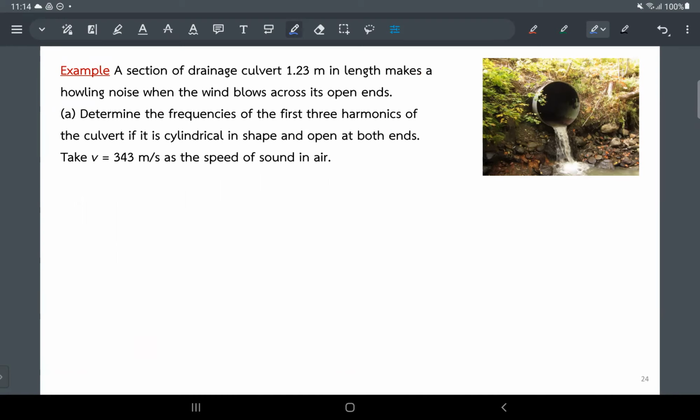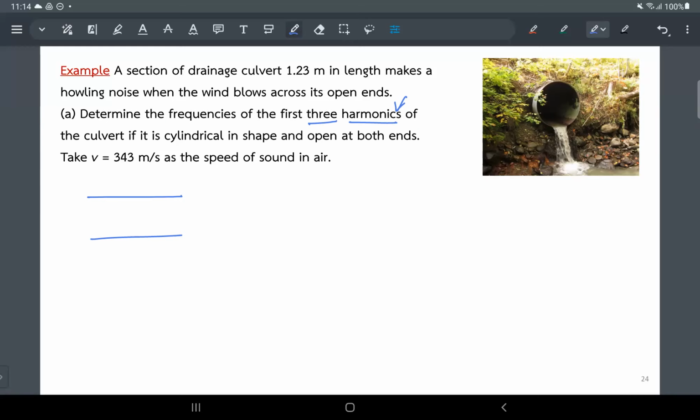So part A, determine the frequencies of the first three. They want the first three harmonics. So every time we see the word harmonics, it means we would like to talk about its frequency. All right. So what are those frequencies that are going to get generated in this tube? If the cylindrical shape is open at both ends, we assume the shape of this one can be described as just an open tube. So take the speed of sound to be 343 meters per second. Okay, so what are the first three harmonics, guys?